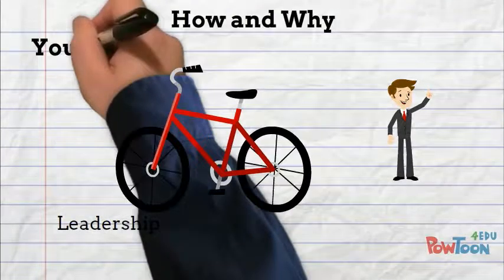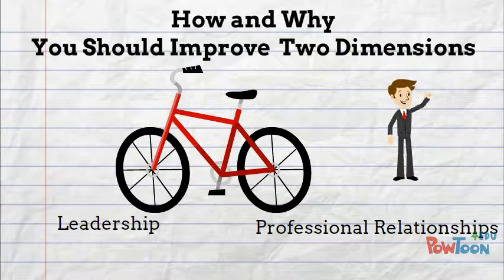Just how and why should you continue to improve the two dimensions? Improving leadership creates teacher leaders that can help you carry out your mission. Improving professional relationships is another way of keeping your ear to the rail and aligning your mission.